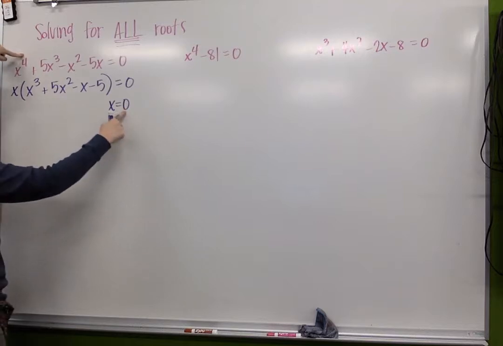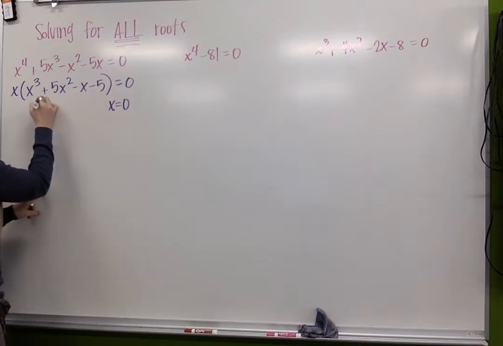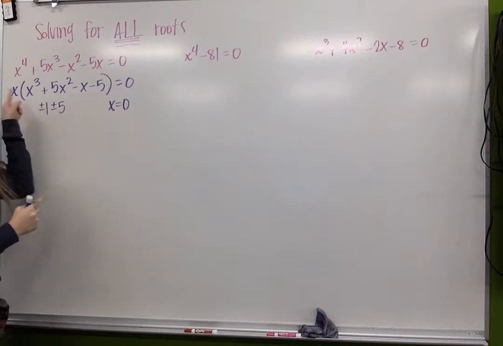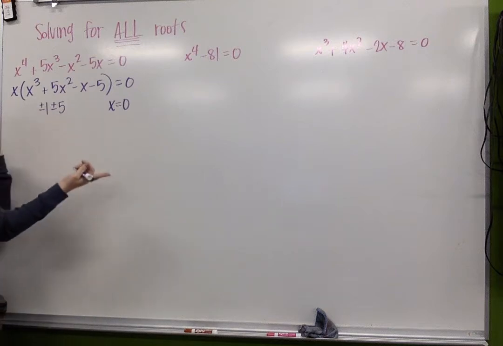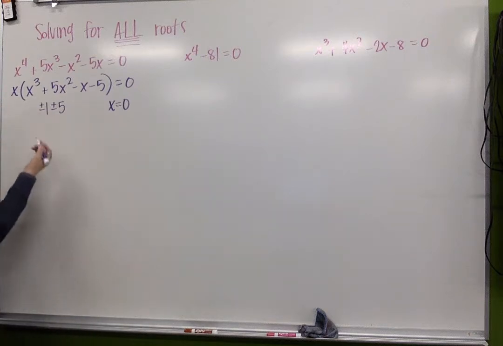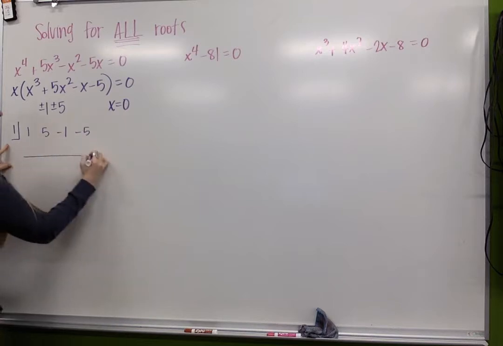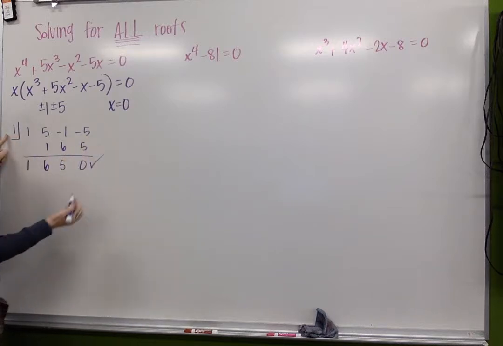I'm looking for 4 answers. I have 1. I'm looking for 3 more. So I'm going to start by finding my factors of my constant, which is 1 and 5. My leading coefficient is 1, so I'm just going to ignore that, because it's going to give me the same answer. So I'm going to start guessing. I'll start with 1. 1, 5, negative 1, negative 5. Drop the 1, I get 6. 1 times 6, that's 5. 1 times 5 is 5. Sweet. 1 is an answer.